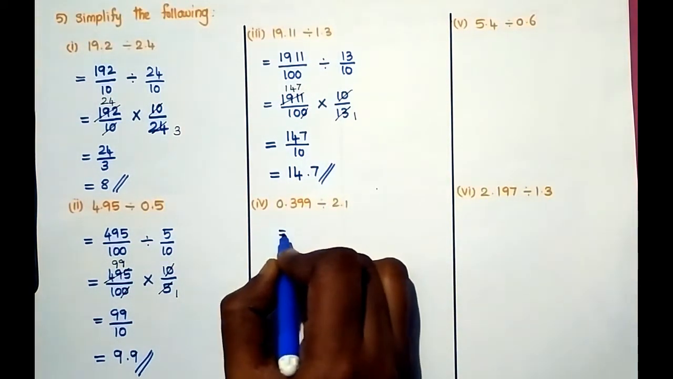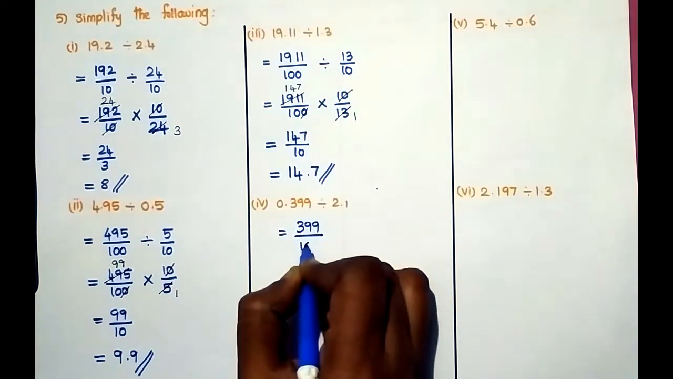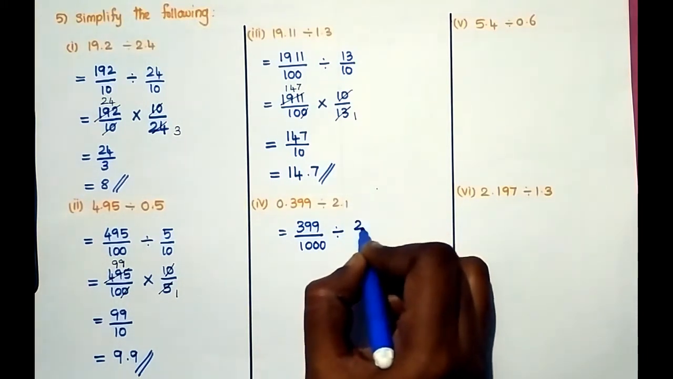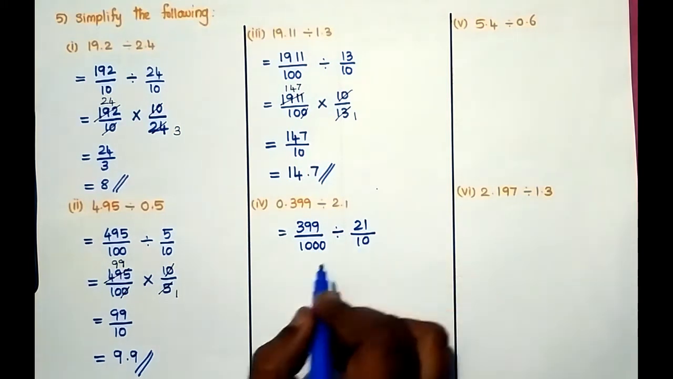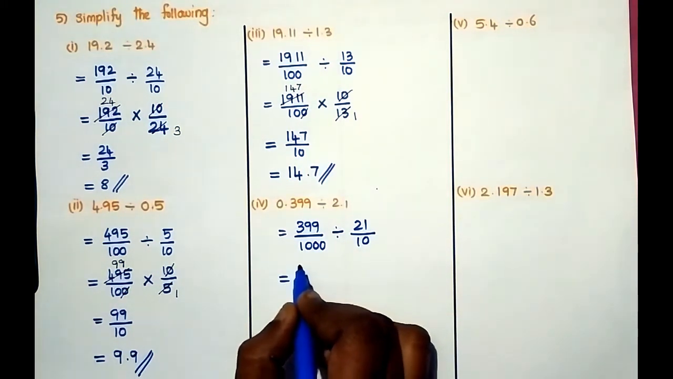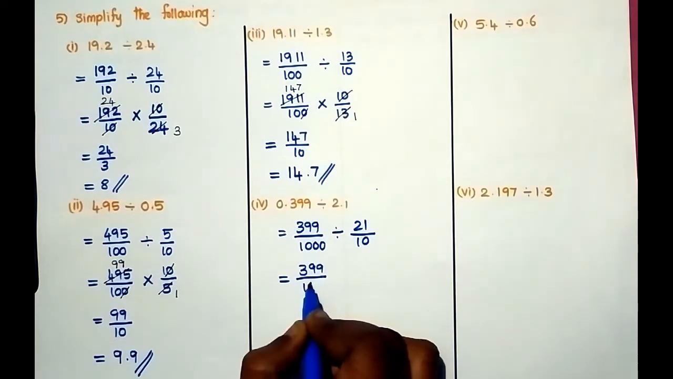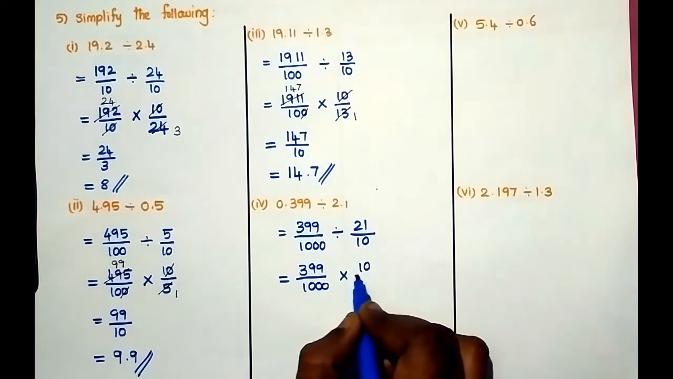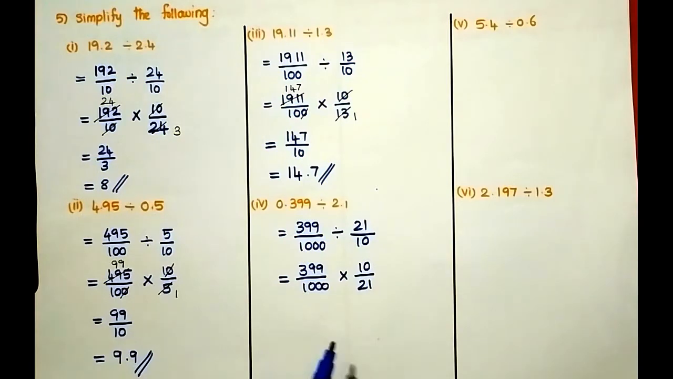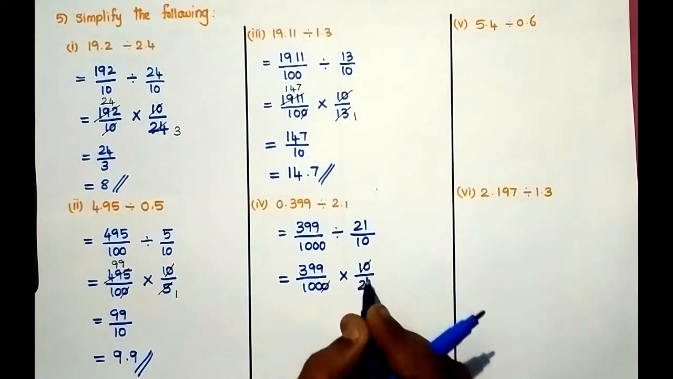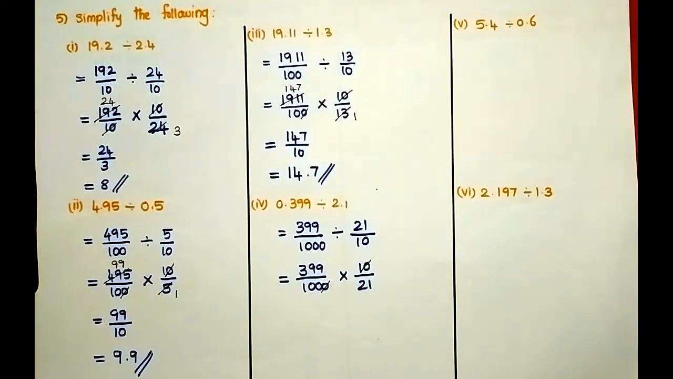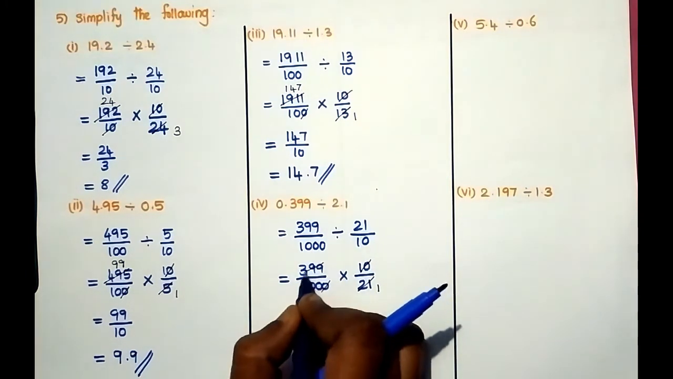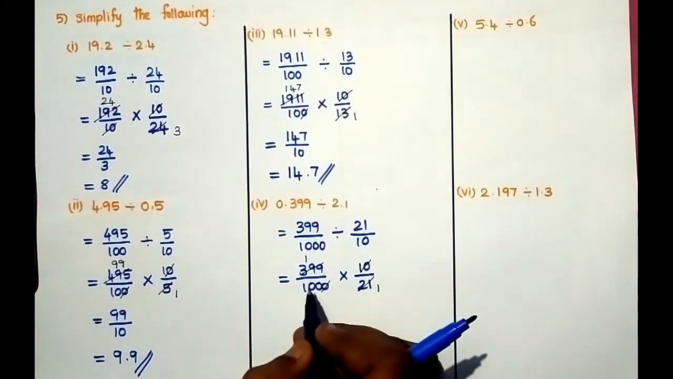399 divided by 1000 divided by 21 by 10. Now 399 divided by 1000, write down as it is, and change into multiplication means take reciprocal. So 10 by 21. Now cancel these numbers. 10, 10 get cancelled, and then here cancel by 21st table. 1 21 is 21. Here also 1 21 is 21.